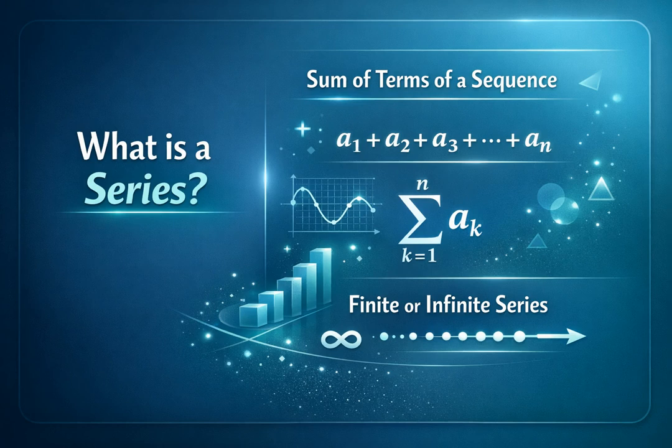A series is the sum of terms of a sequence. We write it as A1 plus A2 plus A3 and so on. The sigma notation uses the Greek letter sigma to indicate summation compactly, sum from k equals 1 to n of ak. Series can be finite or infinite, just like sequences.